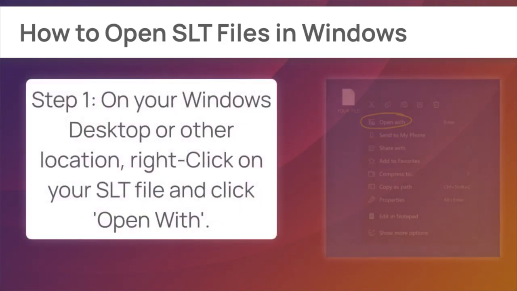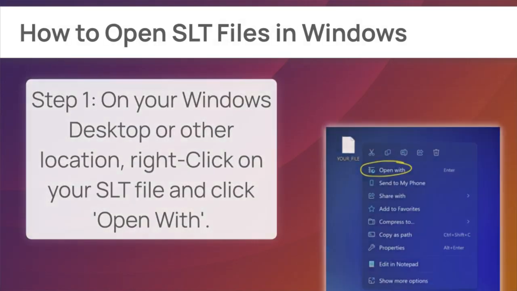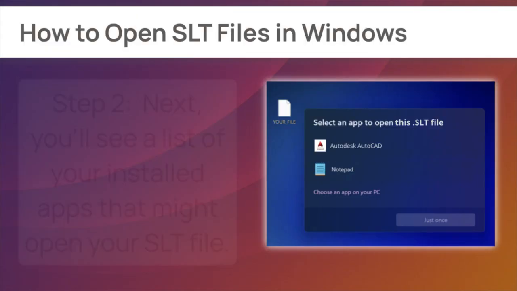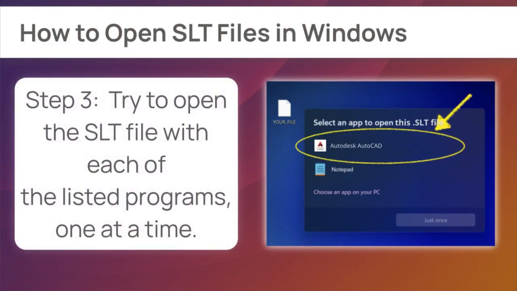We are performing a vital check of your system's software. Right-click your SLT file and choose Open With. Test with Autodesk AutoCAD first. If it's missing, select another program. The fix is often a simple compatibility swap.